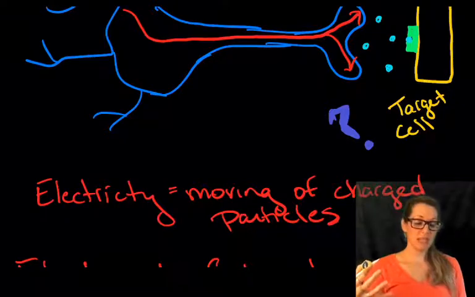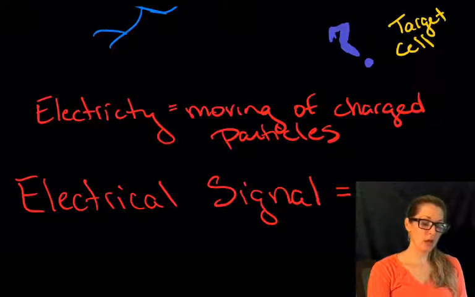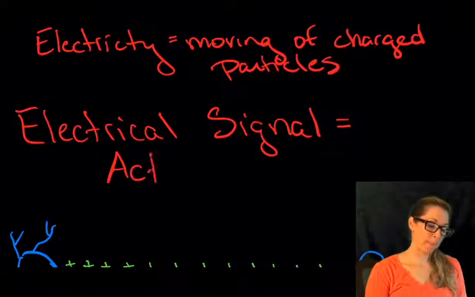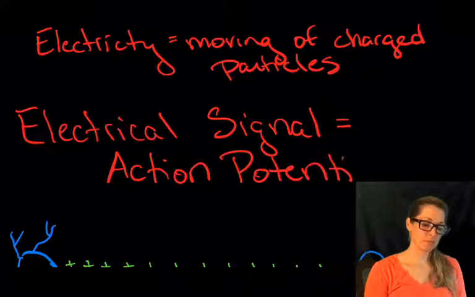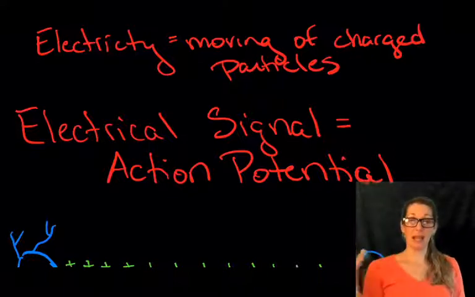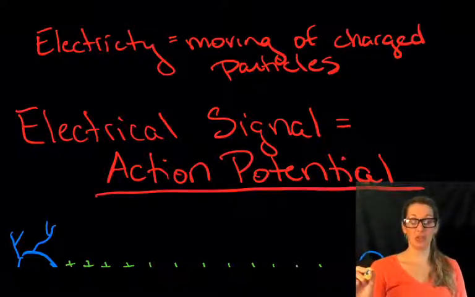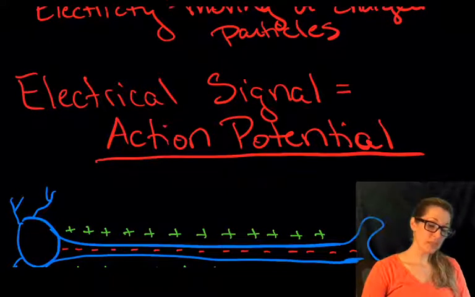Okay, so as I said, electricity, movement of charged particles. Specifically in the nervous system, this electrical signal that's propagated down the length of a neuron is called an action potential. Action potential is when that electrical signal gets propagated down the entire length of the neuron. So the whole neuron fires. That's the action potential. We're going to talk about a different kind of potential in a bit. So the action potential is when that electrical signal is carried down the entire length of the neuron.